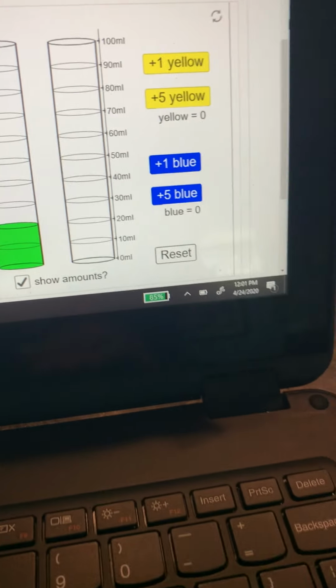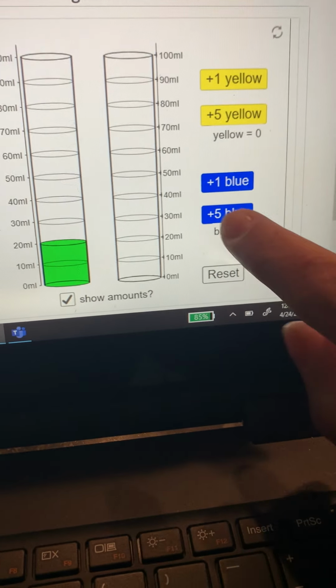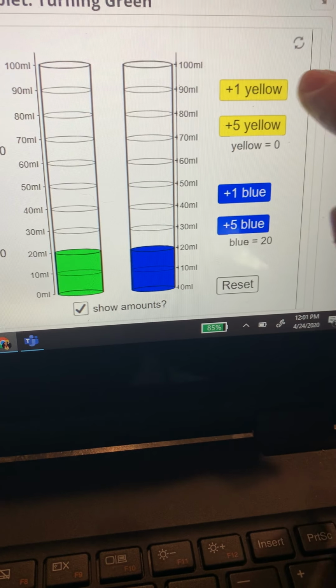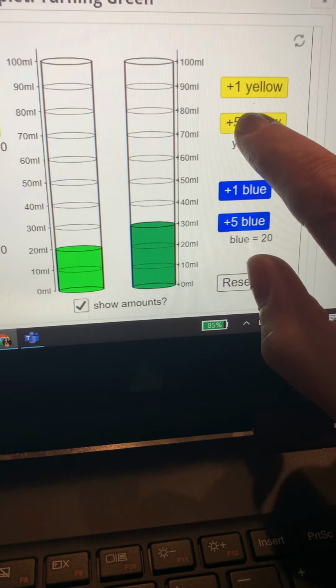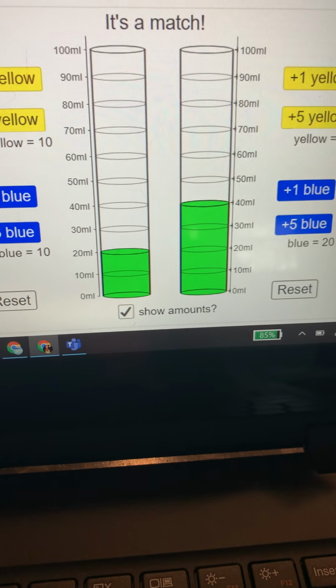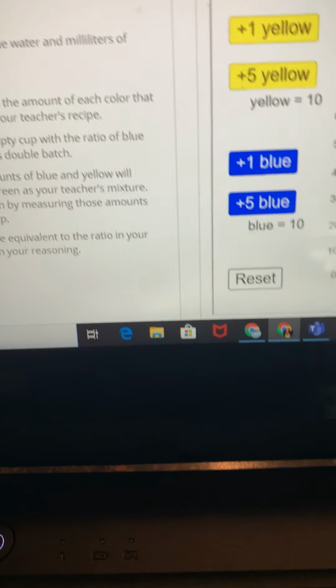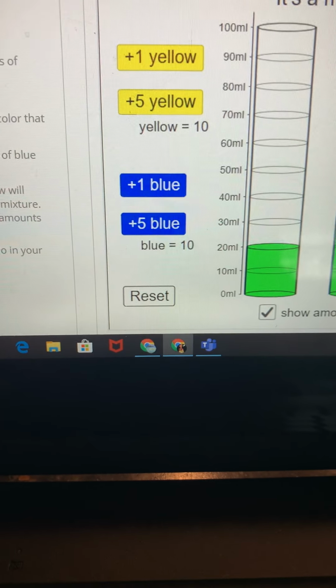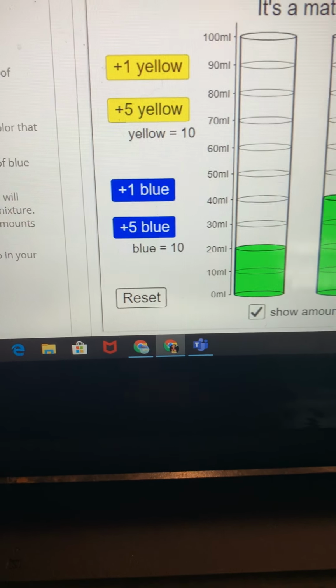I would just say over here, I'm going to do 20 blue, 5, 10, 15, 20, and 20 yellow, 5, 10, 15, 20. And it makes the same green. So you could try that for anything you want to. I say play around with it, try to use your own recipe, and that's what you're going to show me. You're going to show me your own recipe and how they can make equivalent ratios, which is the same as equivalent fractions.